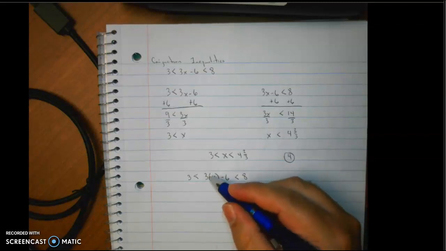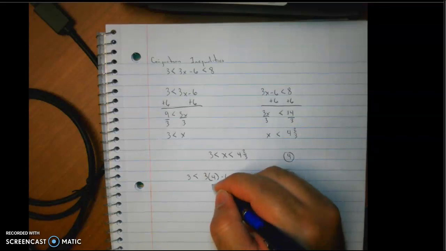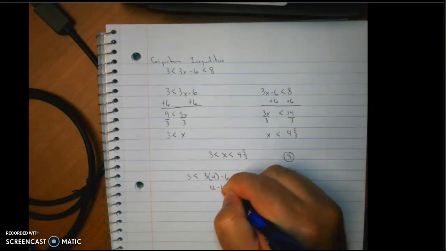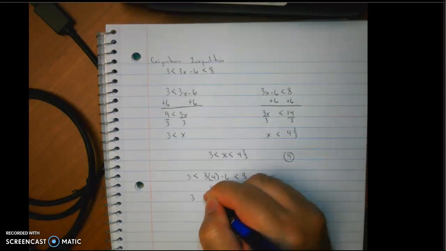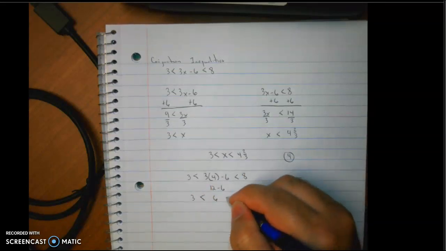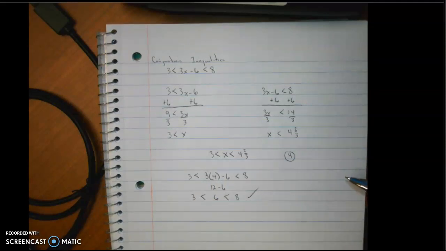So let's figure out the in between here. 3 times 4 is 12. 12 minus 6 is 6. And let's see if that works. 6 is greater than 3, and it is less than 8. So that works. And that is how we solve conjunction equations.